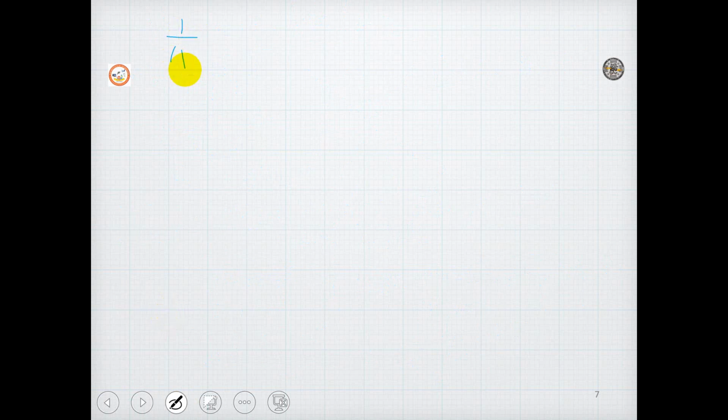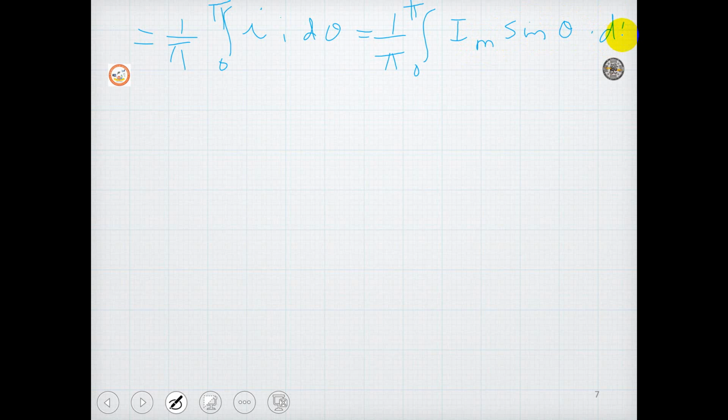As I said, it is 1 by pi, integral 0 to pi of I d theta. Now substitute I equal to Im sine theta: 1 by pi, integral 0 to pi of Im sine theta d theta. Now integrate with respect to theta. Im is the maximum value, which is constant; we have only one maximum value over a half period, positive or negative. So Im divided by pi, integral 0 to pi of sine theta d theta.